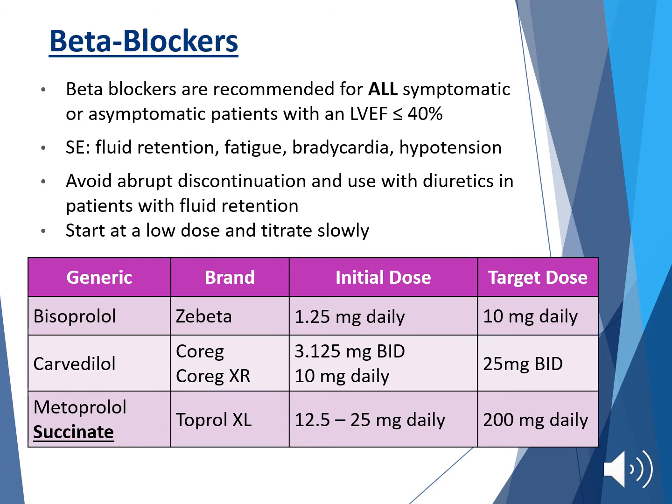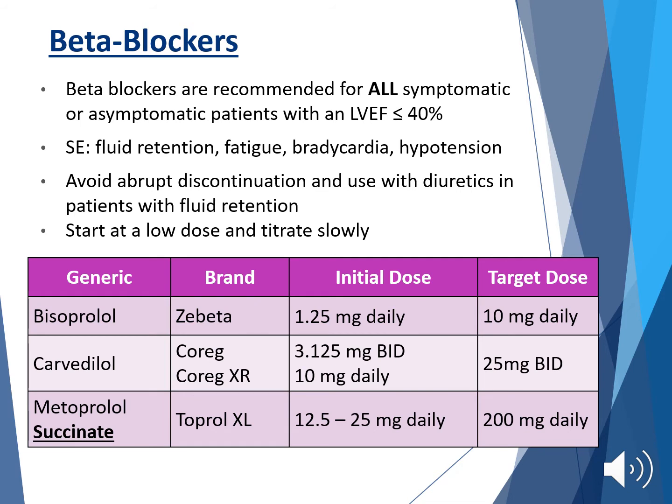The next class of medications are beta blockers. These medications are recommended for all symptomatic or asymptomatic patients who have an ejection fraction of 40% or less. The three beta blockers that are currently indicated and have evidence for heart failure are bisoprolol, carvedilol, and metoprolol succinate. Of note, metoprolol tartrate does not have evidence of benefit in heart failure, so we only use succinate.